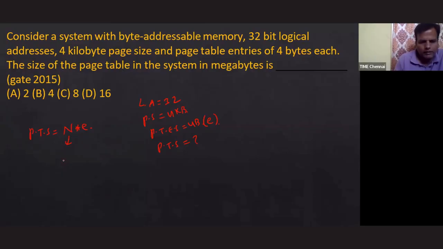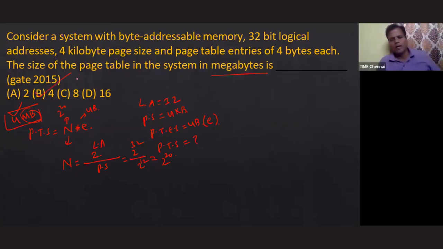Okay, we need to calculate N. To calculate N, we have the formula 2 power logical address by page size, which equals 2 power 32 divided by page size 2 power 12. So which equals 2 power 20. So N you are getting 2 power 20. E you are getting 4 bytes. So collectively it is how much? 4 megabyte. Since he has already said megabyte, ignore this megabyte and take this answer. The answer is 4. Okay, next one.